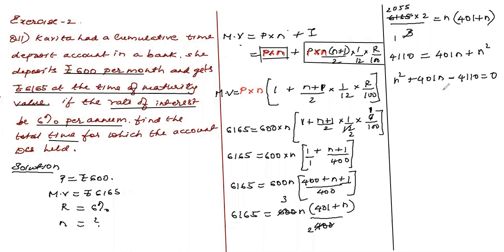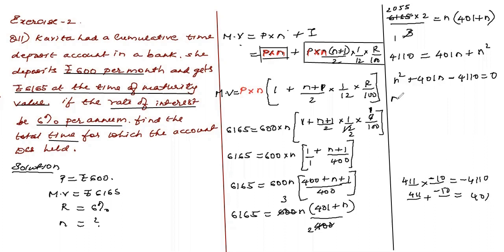Now you can see, children, this is a quadratic equation. Now this is 4110. You want two numbers which, when you multiply them, give minus 4110, and when you add the same two numbers, you get 401. So that is possible, children: plus 411 into minus 10. When you multiply them, you get minus 4110, and 411 minus 10 is 401. So you're going to split the middle term as 411 and minus 10.